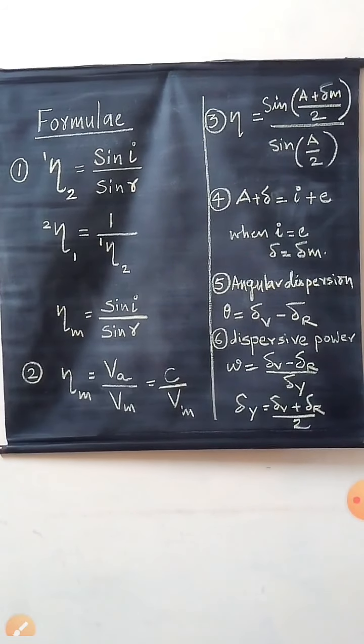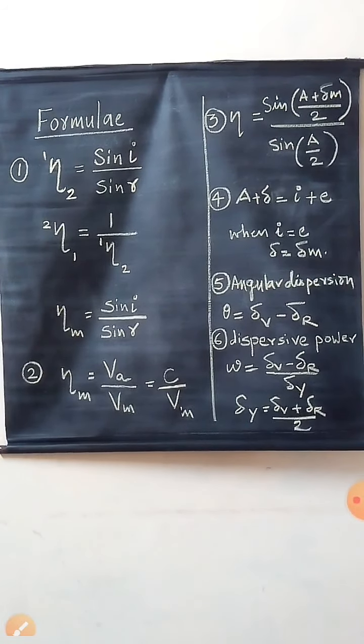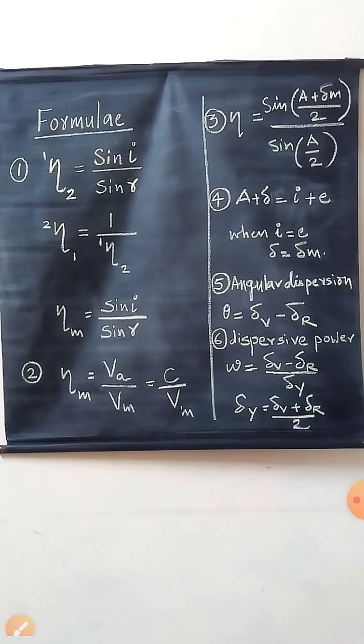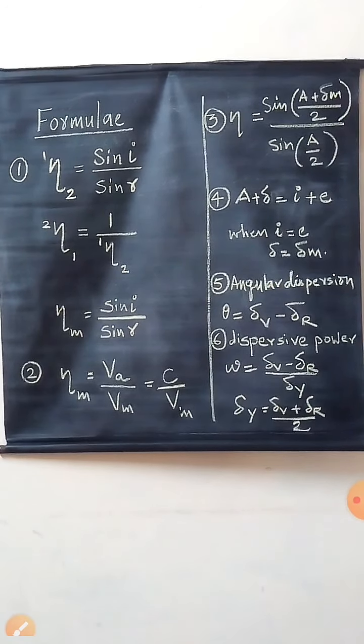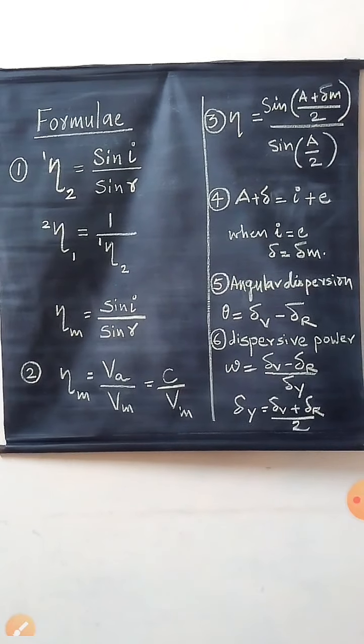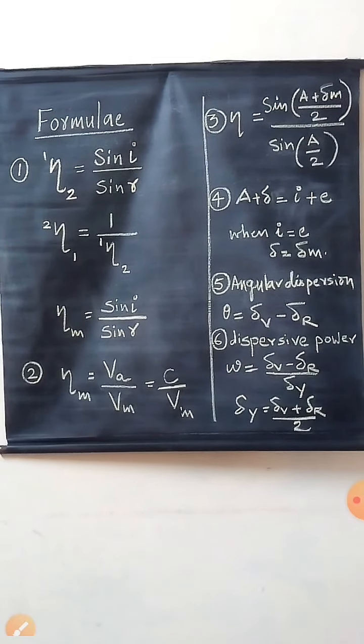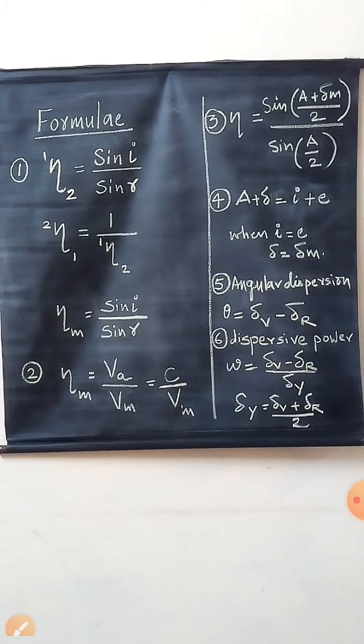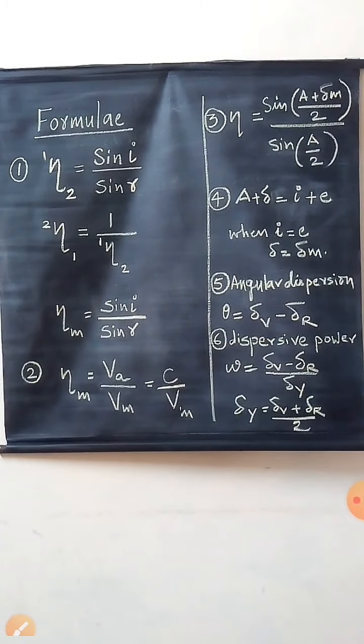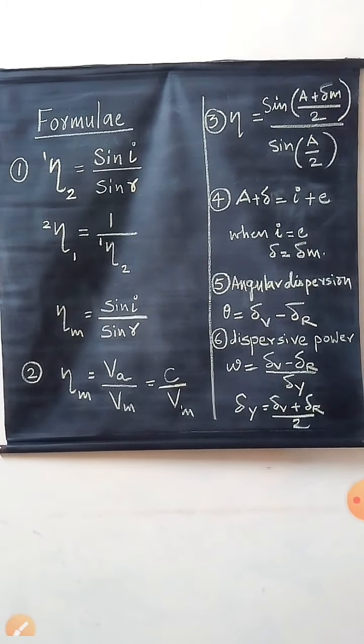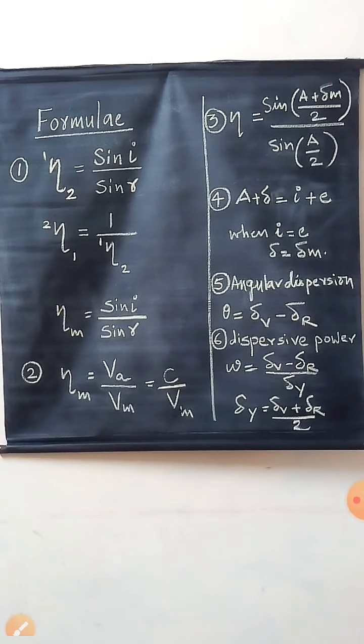Now you can also write down a general formula for any medium. Refractive index eta of medium M is equal to sin I by sin R. Here this is the absolute refractive index of the medium with respect to air. So here angle of incidence I is in air and angle of refraction R is in the medium.